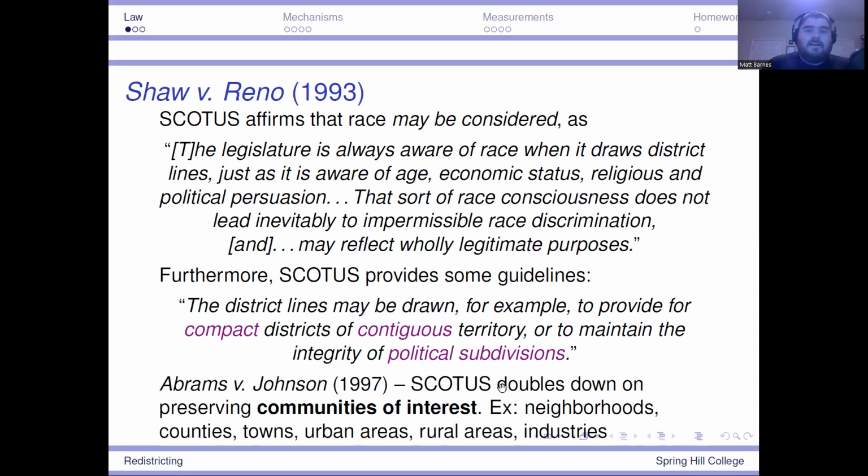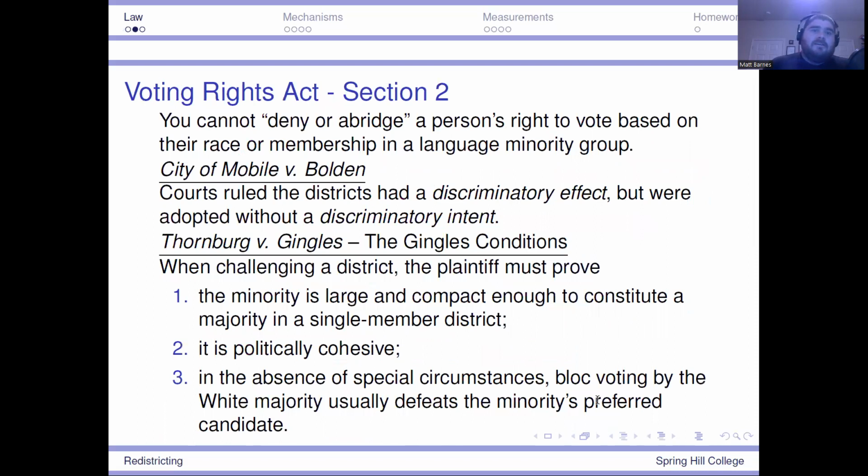So in 1997, they double down on this and say that it's okay to preserve communities of interest. And those can be neighborhoods, they can be urban areas, rural areas, industrial areas, counties, towns, anything like that. And that is fine to preserve when you're drawing the maps for this apportionment.